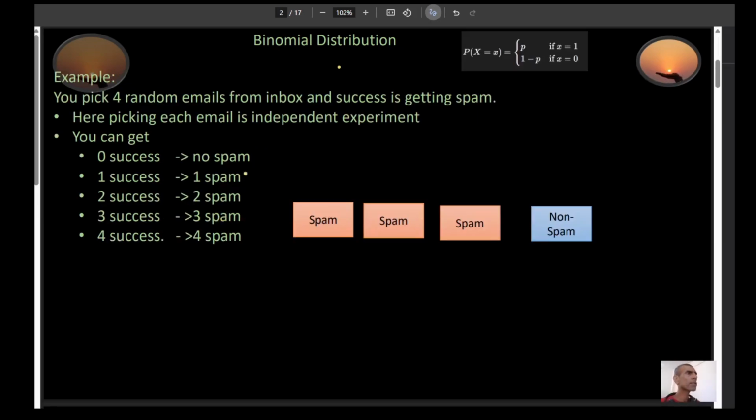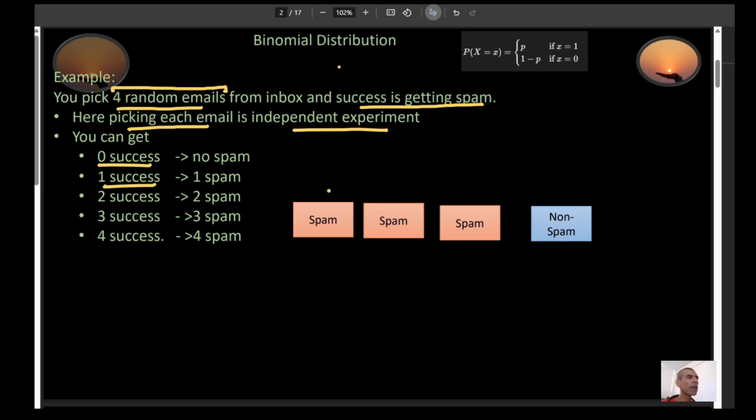Now let's take a look at another example. Suppose you pick 4 random emails from your inbox, and here you define success as getting a spam. So here picking each email is an independent experiment. In this particular instance, I'll be conducting 4 trials. I'm picking 4 random emails. So in this case, I can get zero successes, meaning there is no spam, or I can get one success, meaning there is one spam, or two successes, two spam, three successes, three spam.